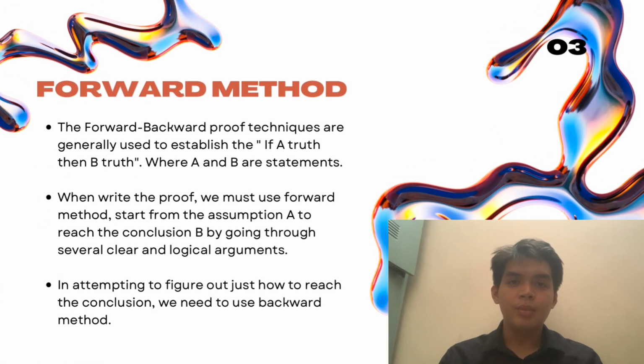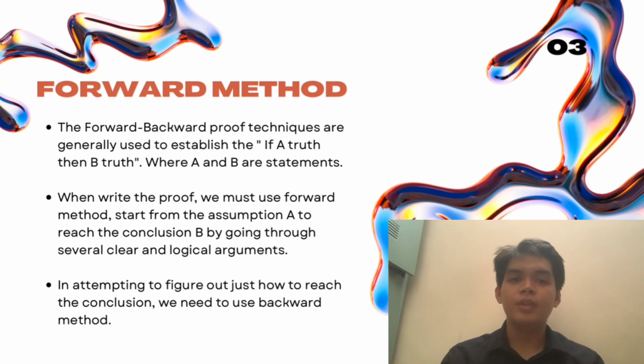So, what is the meaning of forward-backward methods? The forward-backward proof techniques are generally used to establish that if A is true, then B is true, where A and B are statements. When writing a proof, we must use the forward method. Start from the assumption A to reach the conclusion B by going through several clear and logical arguments.